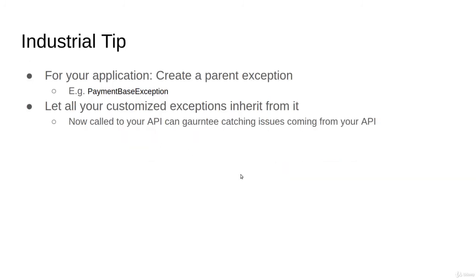I would like to give you an important industrial tip. It is good if all of your application has a single base class for all of your errors, and all of your customized exceptions are inheriting from this single base exception. This way, if the customer would like to catch any error from you, he can have one try catch, like say this is a payment gateway, payment base exception, then he is guaranteed to catch any error coming from your side. So make it like a rule for you.